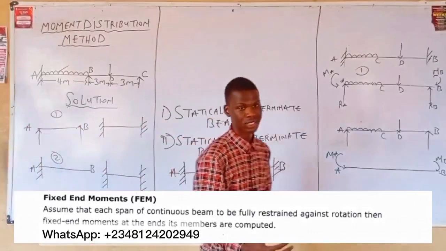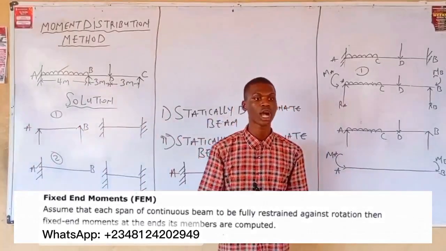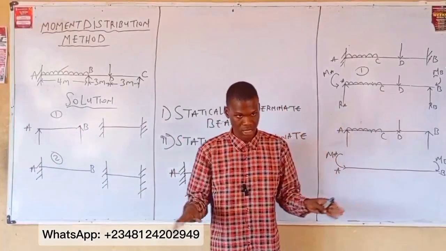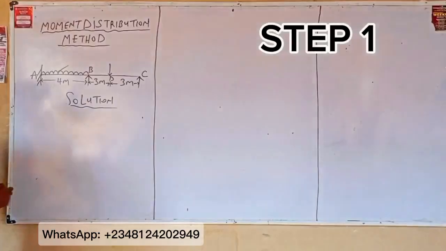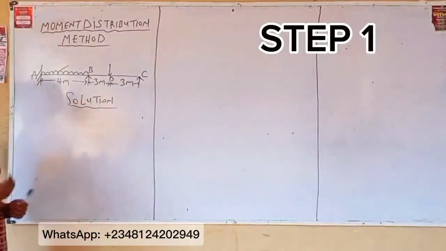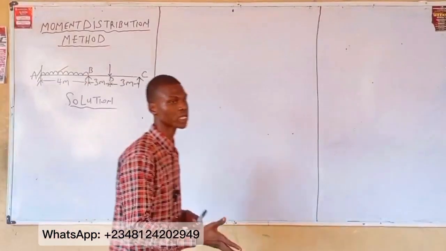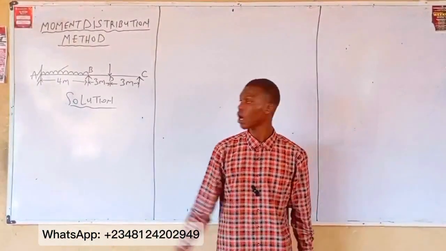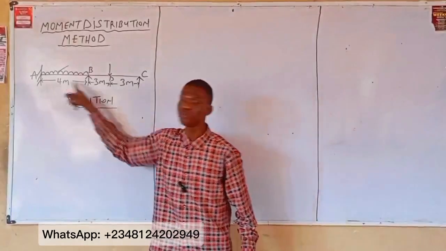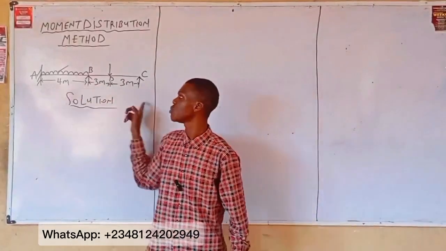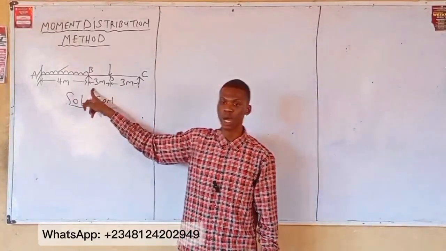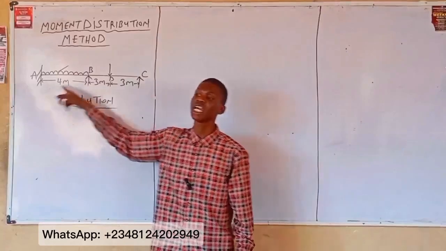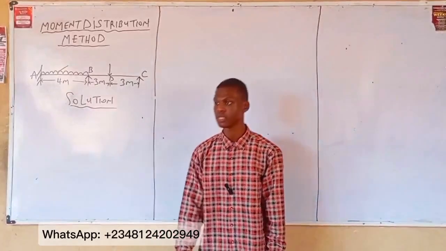So now what we are saying is that given a beam, you are going to assume that the support of this beam is fixed. You are going to separate your beam. I'll be using the word span here. When I say span, I mean length. Now, this given beam, you have A, B, C. You can separate this beam as span AB and span BC. True or false? True. You can separate it as span AB and span BC.